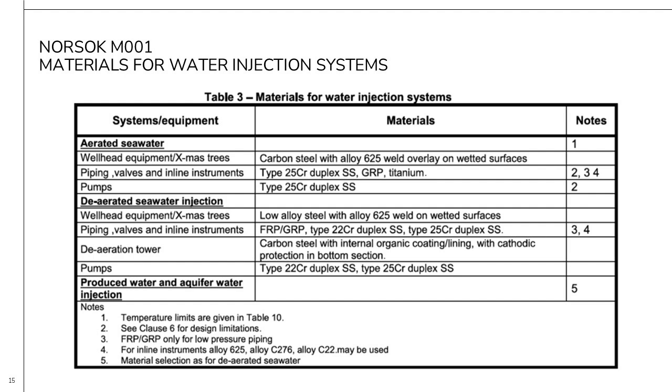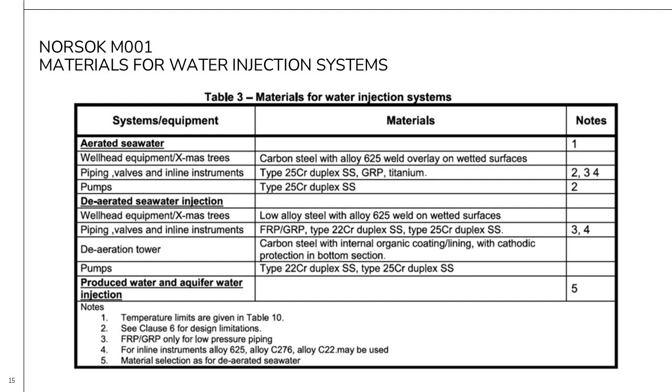Section 2, deaerated seawater injection. In systems where seawater is deaerated, the corrosion risk is lower, but material selection still matters. Wellhead equipment and XMAS trees use low alloy steel with alloy 625 weld on wetted surfaces. Piping and valves can be FRP or GRP for low-pressure applications, or duplex stainless steels like 22CR and 25CR for higher strength.